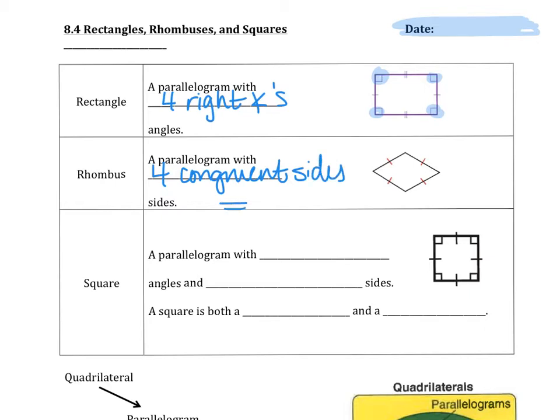Again, that symbol for congruent sides is right there. And again, that's marked over here on my picture with my 4 tick marks that show me that they're all equal to each other.